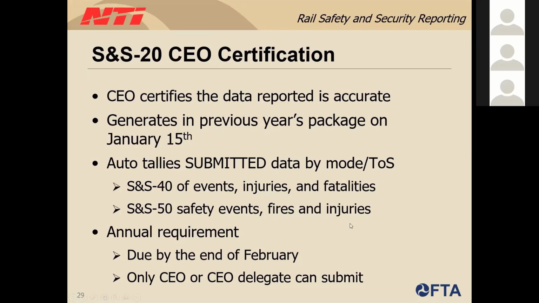The form automatically calculates all of the data submitted for the year, which takes it a moment to open. Unsubmitted reports will not be included in the SNS 20. The form is due by the end of February of the following year, and only a person logged in as the CEO or CEO delegate can submit the form. Late notices are sent to the CEO on March 1st. There is a notice that goes out on the 15th of January. We email everyone and let everyone know that the CEO certification form has launched.